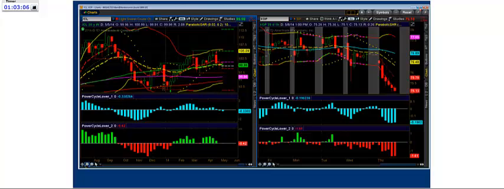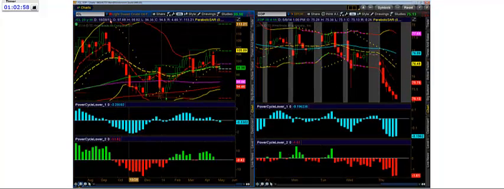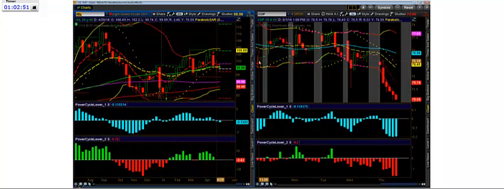I'll just kind of lay out my system too, because this is part of what I use when we're doing this top-down market analysis. What I like to do is use the NASDAQ today for this top down, and then we'll also use the S&P.